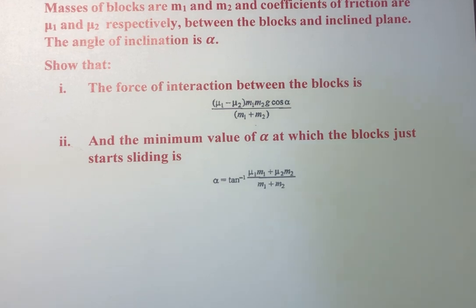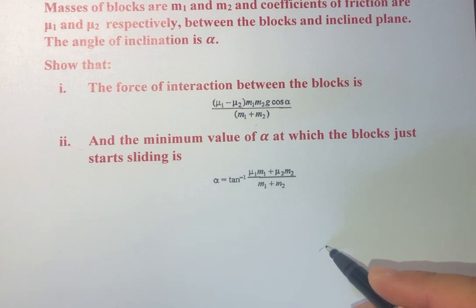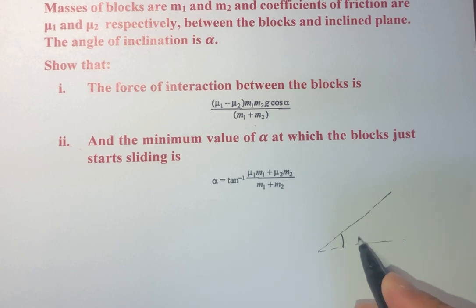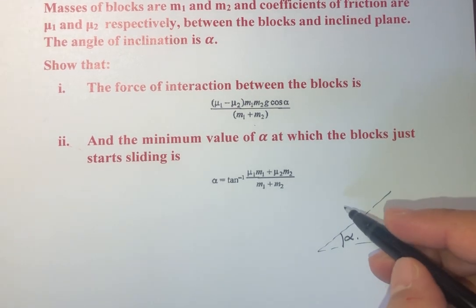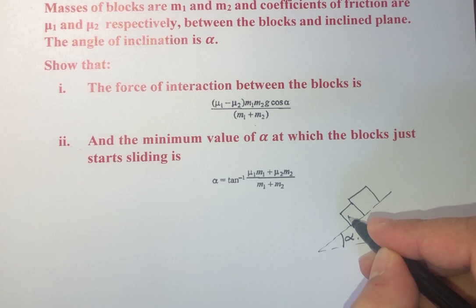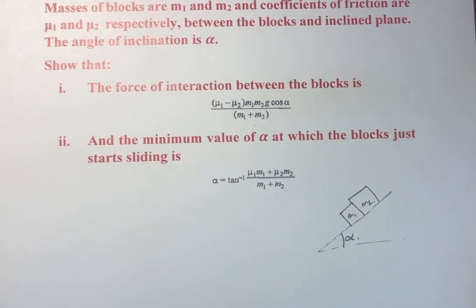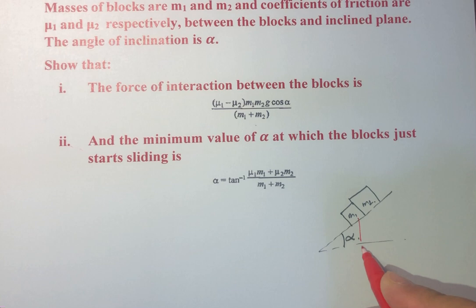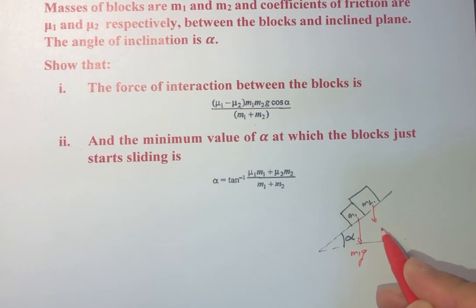So first of all, let us draw the figure. So this is an inclined plane having angle of inclination alpha, and we have two blocks. Let us draw a little bigger one. This is m1 and this is m2, and the various forces which will be acting: m1 g, and similarly m2 g.